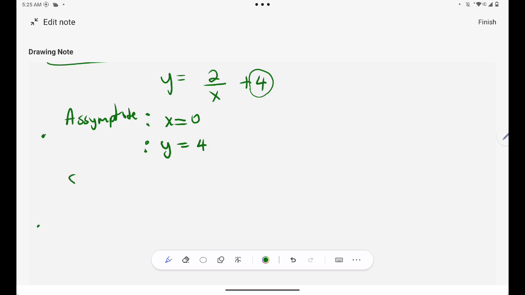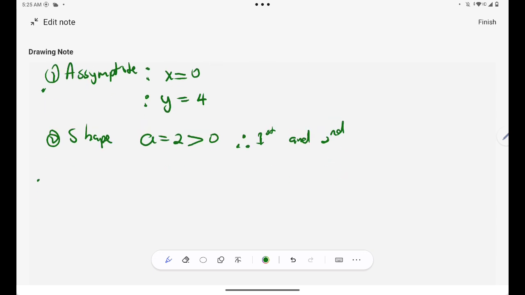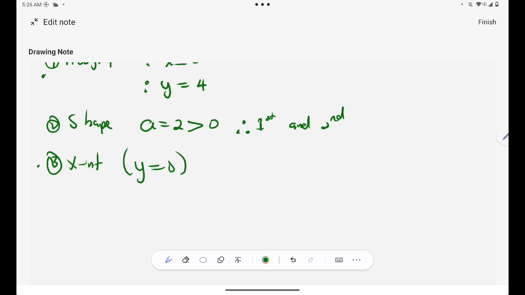Right, together. And then number 1, number 2, the shape of our graph. a is equal to a positive 2. 2 is a number which is greater than 0. It simply means that my graph will be on the first and second quadrant. Right, together. Number 3, since I know that I wouldn't have the y-intercept, I can just go and solve for my x-intercept. Right, together. For my x-intercept, always make y 0, solve for x.